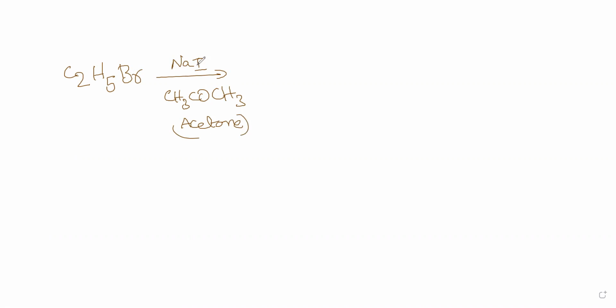Now let's see. Suppose I consider C2H5Br plus, in the presence of sodium iodide and CH3COCH3. CH3COCH3 is acetone. So what will happen? This bromine is replaced by iodine. So C2H5I plus NaBr, as simple as that. Now after this, and this is acetone, we will write heat. Sometimes they will write reflux.